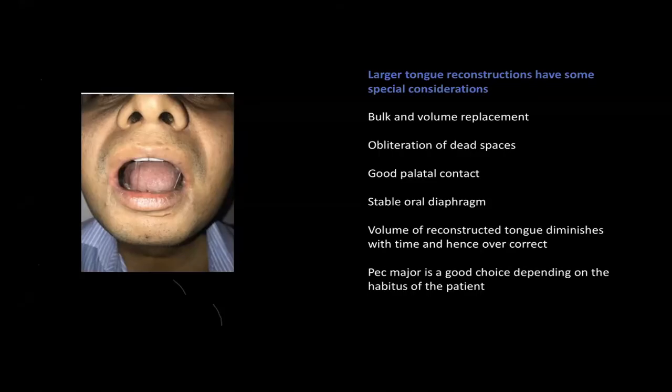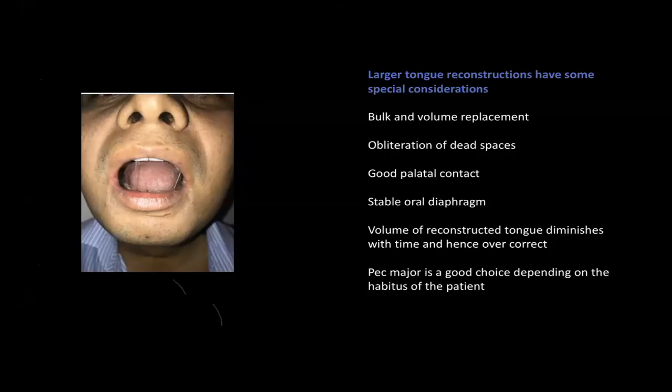So, for large tongue reconstructions, you should consider certain special considerations. Bulk and volume replacement is very, very important, because the only way that the patient is going to be able to speak or vocalize to a certain extent and swallow is when the flap has good palatal contact. So you have to overcorrect it, because the flap will shrink over time or with radiation. So you always overcorrect it during the surgery. So you have to do bulk and volume replacement.